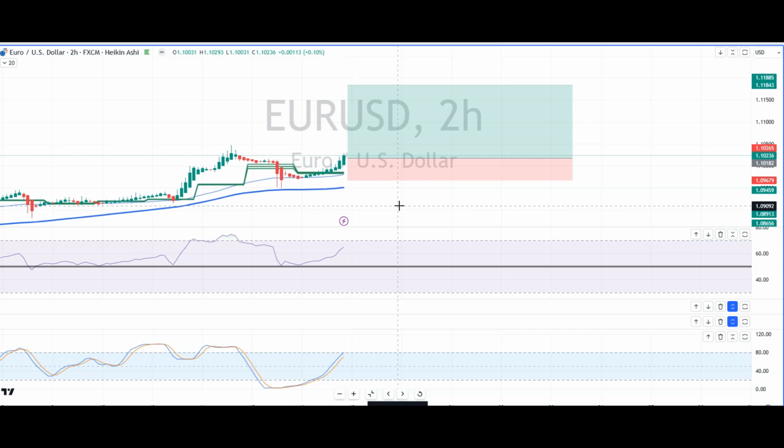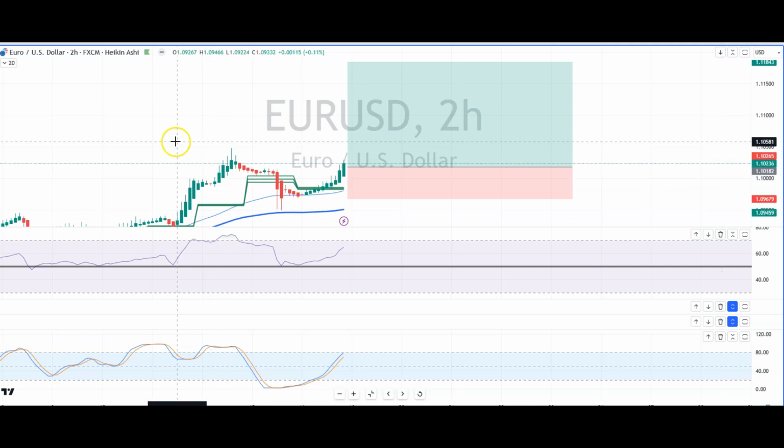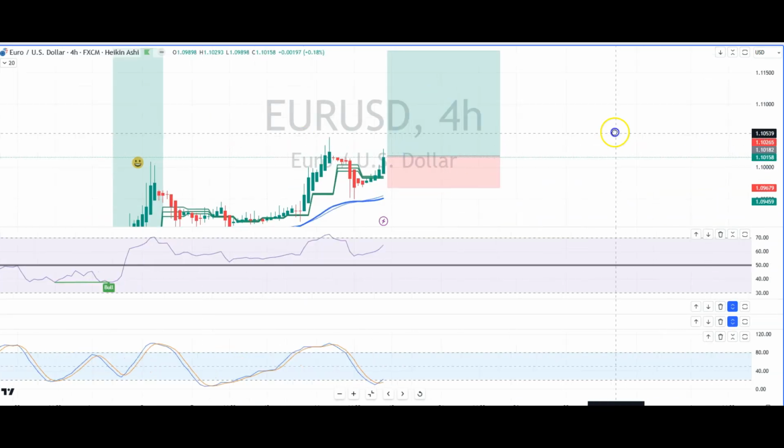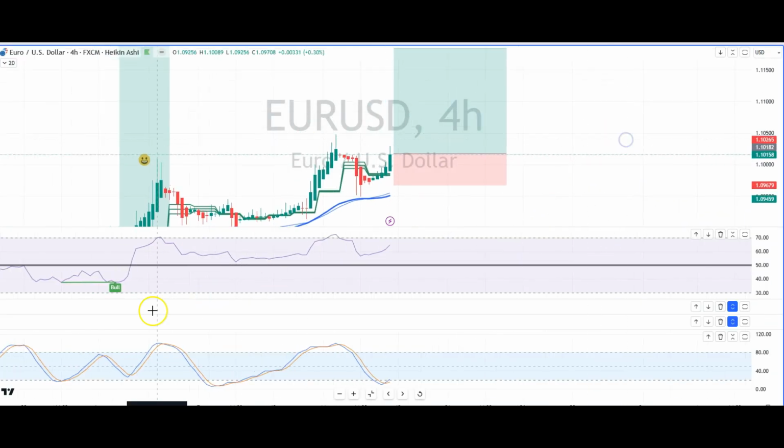Aim for 2 times. If you're just entering the market, then of course you do need to have a demo account and practice, of course. Okay, so let's move on.